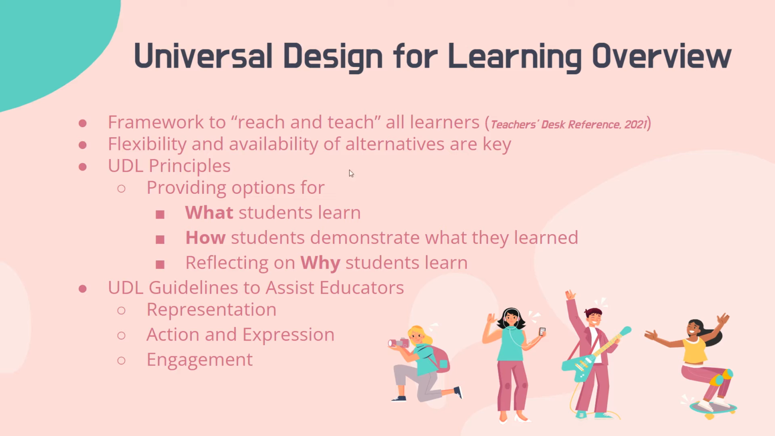The Universal Design for Learning is a framework that allows educators to try and reach and teach all learners. This has us reflect on the reality that all of our students have different background knowledge, experiences, and abilities in our classroom. We need to be flexible and available of different alternatives to meet these different needs. The three principles include what students learn, how students demonstrate what they learned, and reflecting on why the student learns. Under there, we have guidelines that assist us as educators on how we can acknowledge and be available and flexible with representation, action and expression, and engagement.